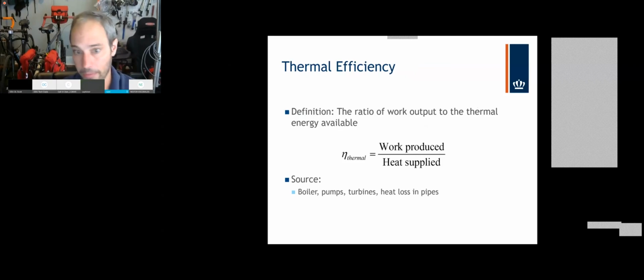That's the main one you study in thermodynamics. And that's the one you can compare to the Carnot cycle. The Carnot cycle tells you the theoretical maximum thermal efficiency you could get. And then you look at the actual cycle and you get the actual amount.